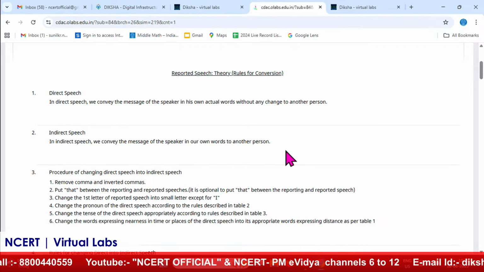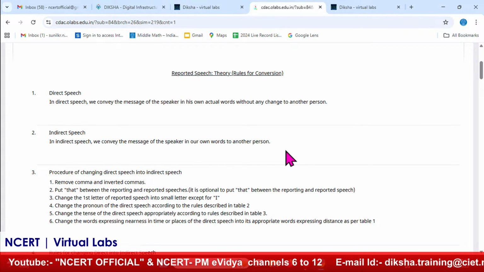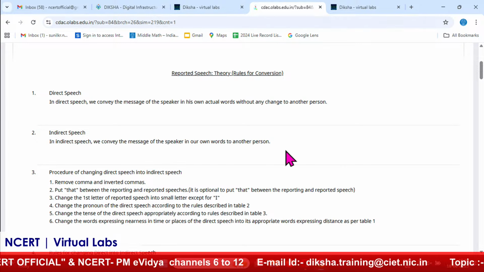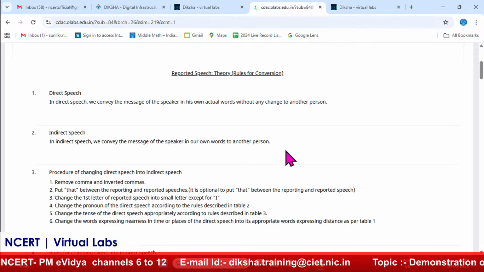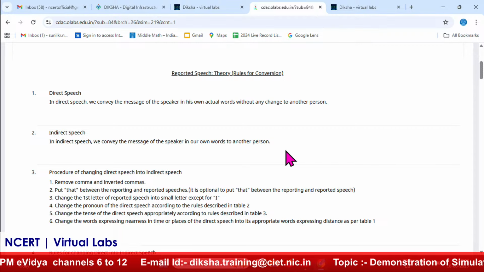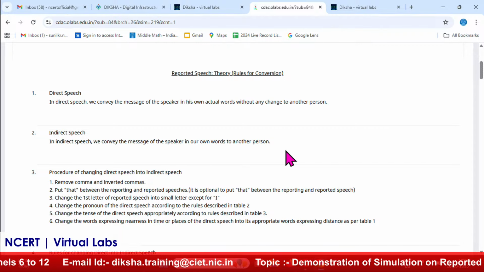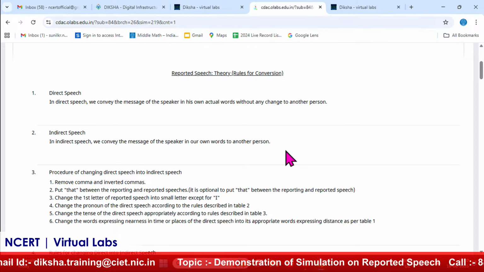Just to go through the definitions quickly, direct speech, like we've already discussed, we convey the message of the speaker in his own actual words without any change to another person, exactly as the other person has said. And in indirect speech, we convey the message of the speaker in our own words to another person. So the content remains exactly the same, but in our own words.